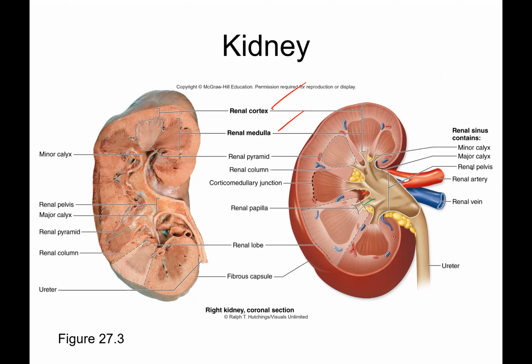All right, blood supply. You do have the renal artery, which brings blood into the kidney. Very important. And the renal vein, which will allow blood to leave. Arteries send blood to the body. Veins return blood back to the heart.